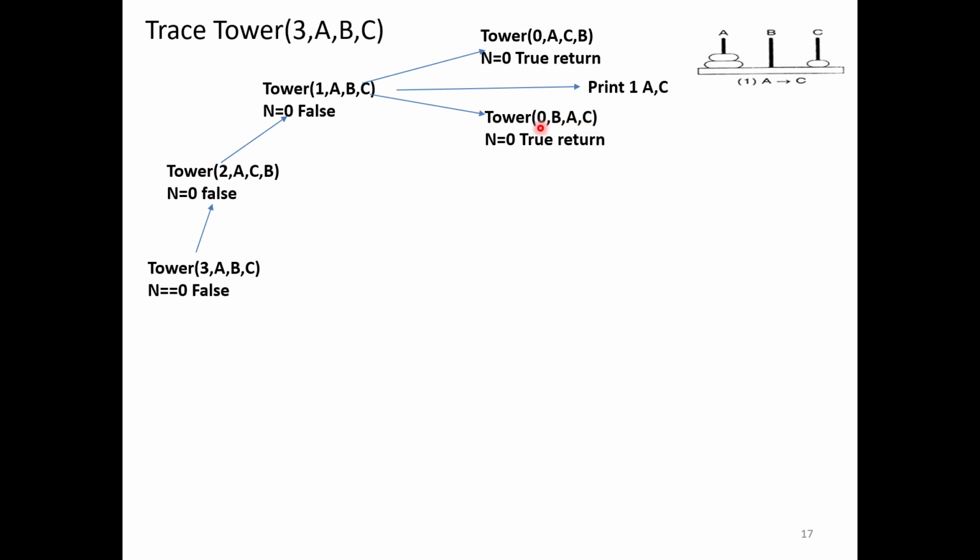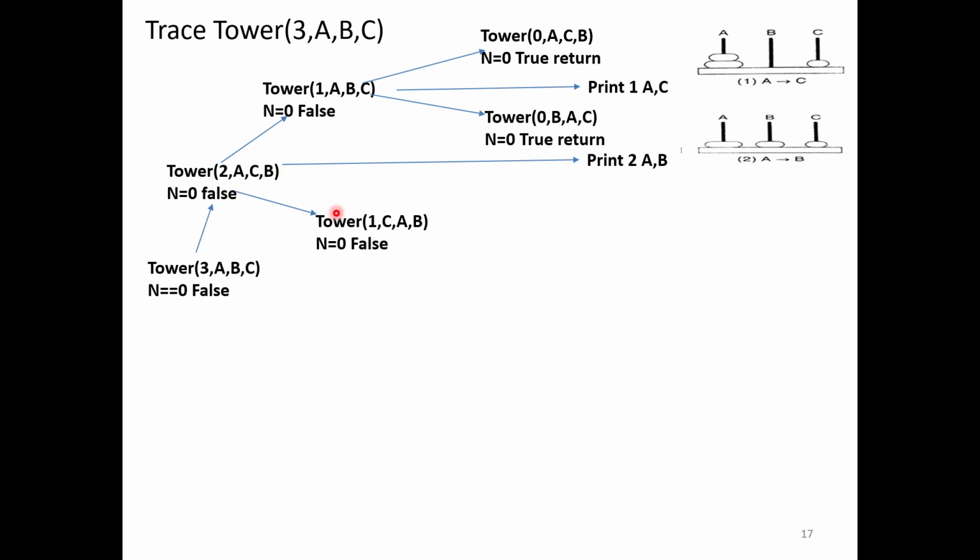So in this step, from where it was called? From here. So you have to move disk 2 from A to B. That's the meaning. You have to move disk 2. 1, 2, 3. 2 is the next one. You have to move from A to B.